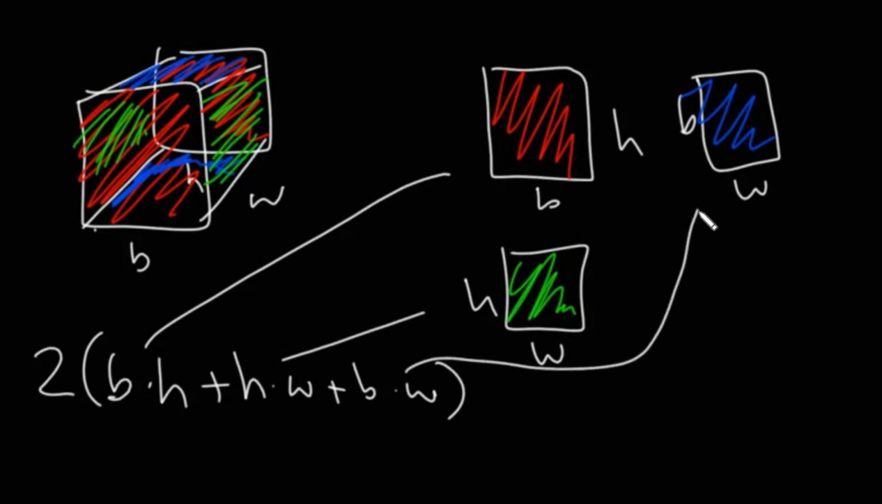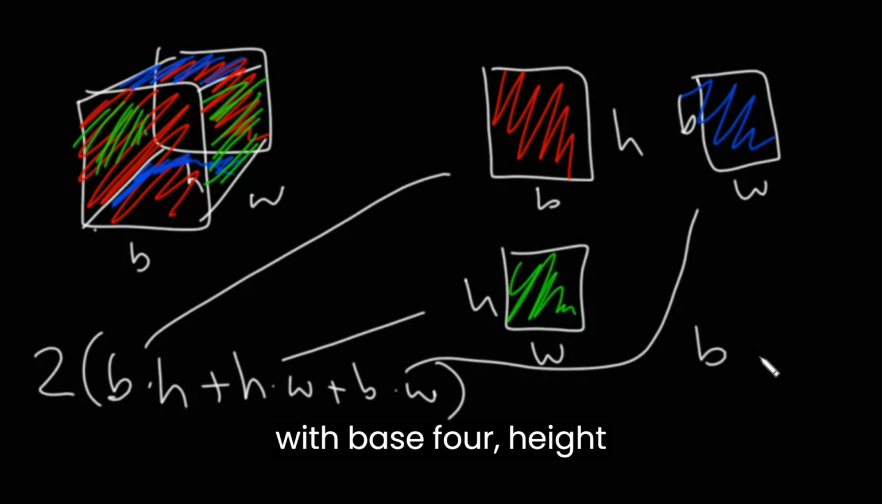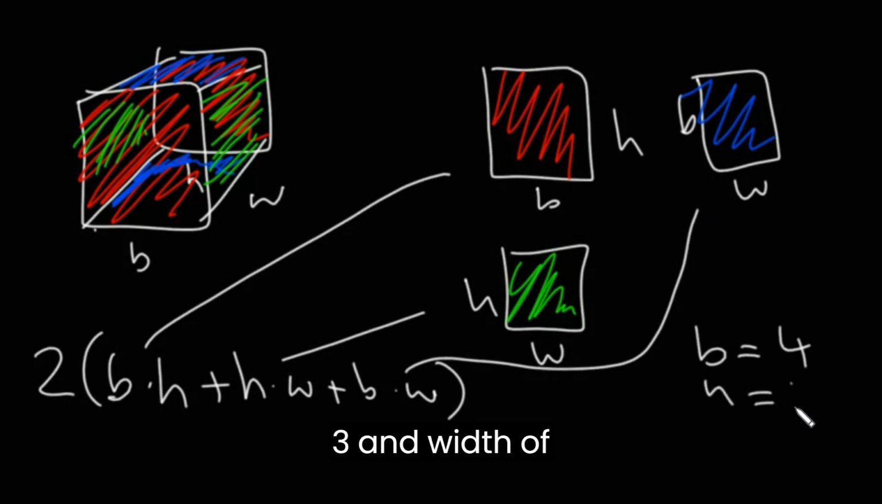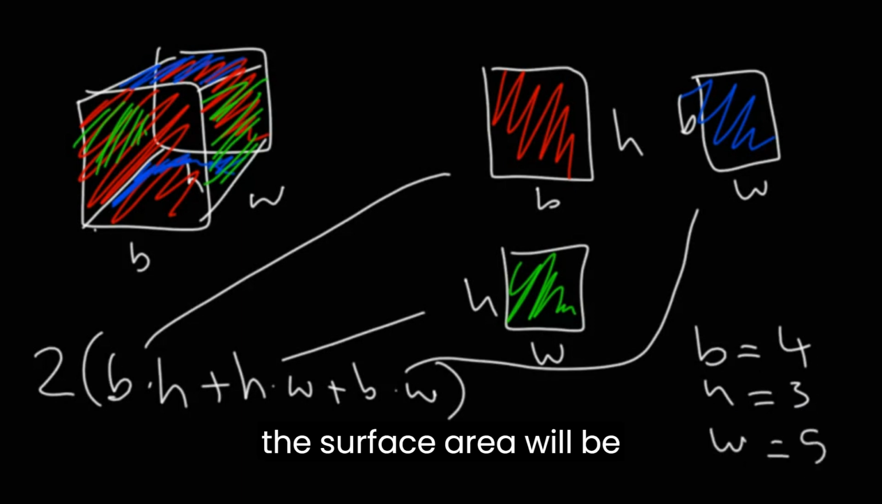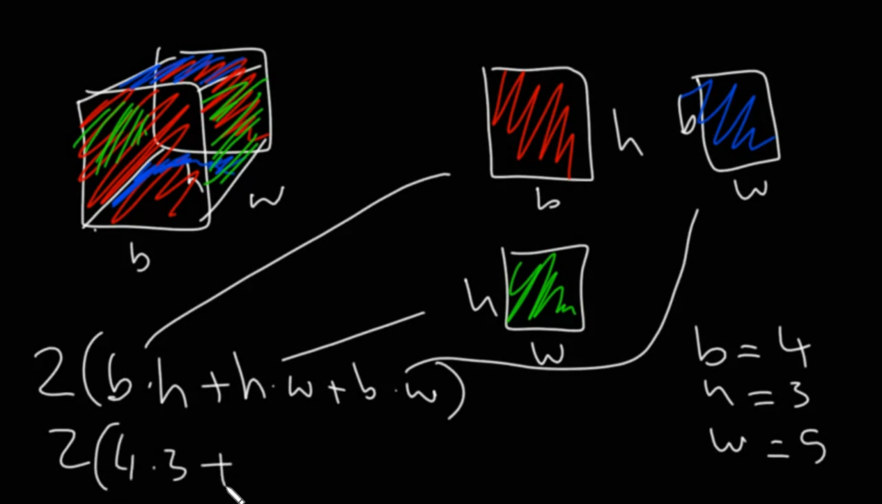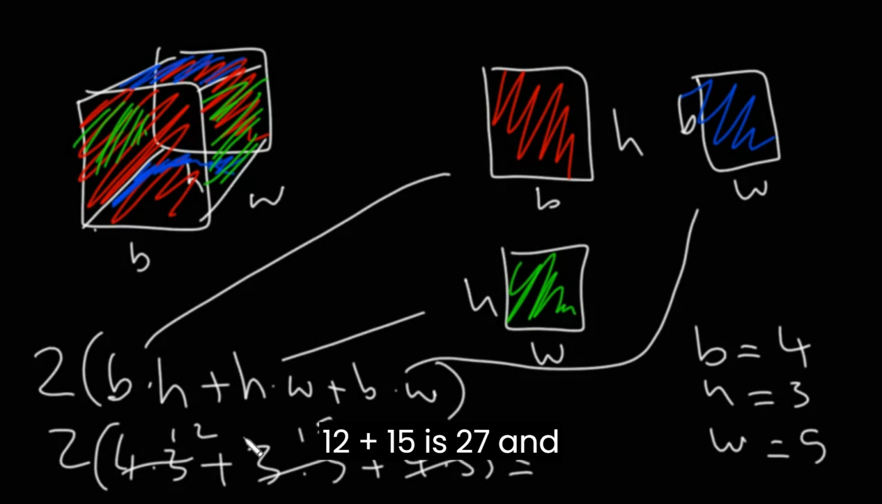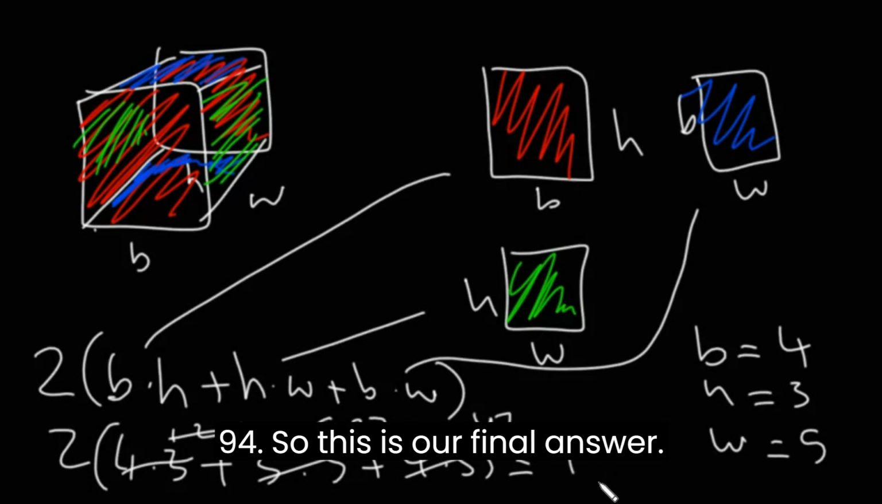So let's look at an example. Let's say we have a rectangular prism with base 4, height 3, and width of 5. So the surface area will be 2 times (4 times 3 plus 3 times 5 plus 4 times 5). 4 times 3 is 12, and 3 times 5 is 15. 4 times 5 is 20. 12 plus 15 is 27, and 27 plus 20 is 47. 47 times 2 is 94. So this is our final answer.